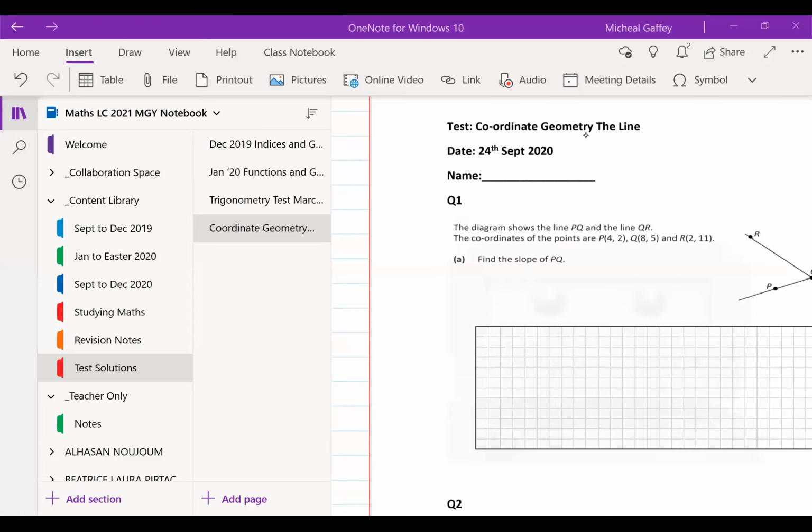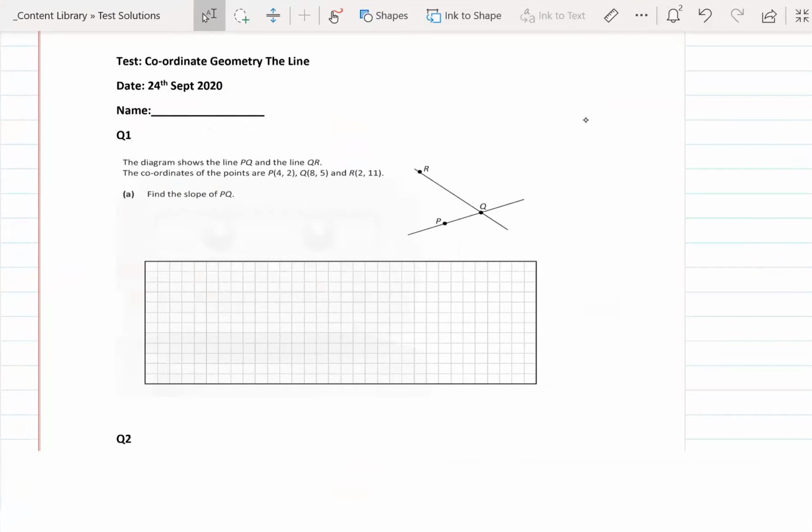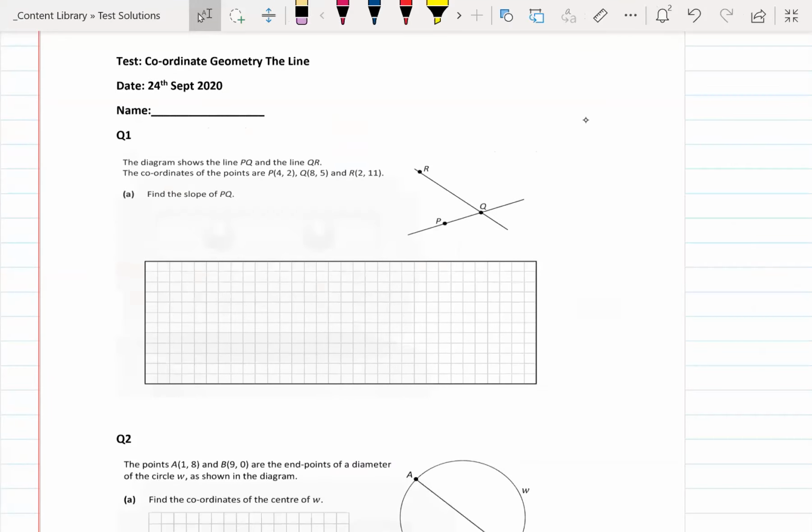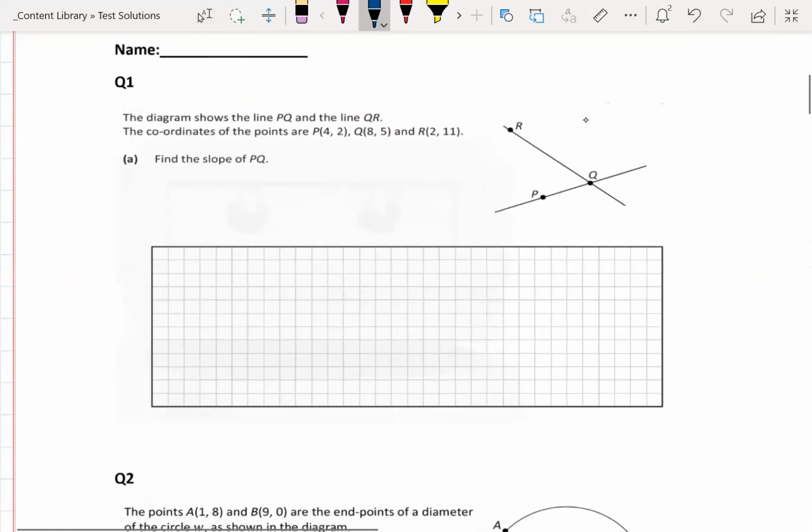Hi guys, just going to go through the solutions to yesterday's test. As well as seeing the solutions, you're going to hear the explanation of them here. Maybe looking at the solutions will be enough for some of you, but some prefer to have some audio explanation too. So the diagram here shows the line PQ and the line QR.